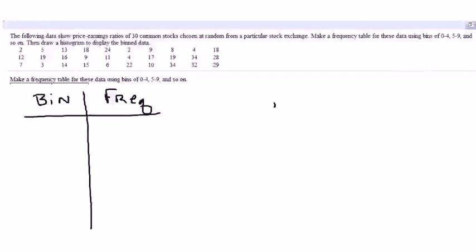Okay, when you're making a frequency table, what you're trying to do is count how many of the values in the data set fit within the limits of the bin that we're setting up. So in this problem it asks for you to set up from 0 to 4 as your first bin, from 5 to 9 as your second bin, and so on.